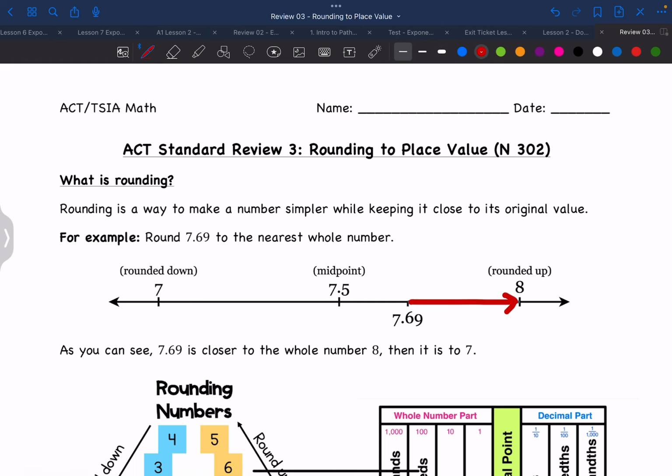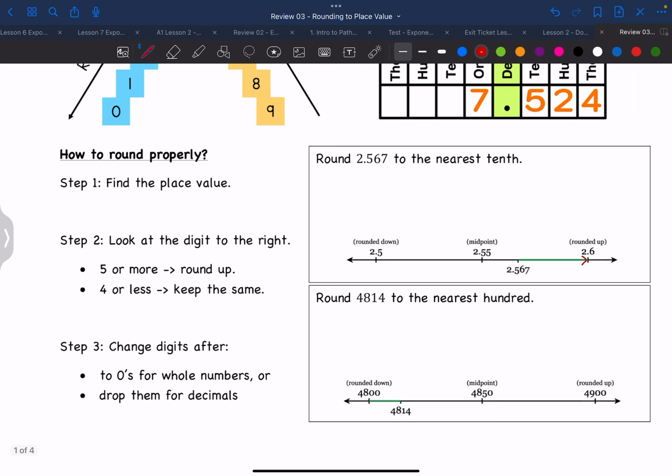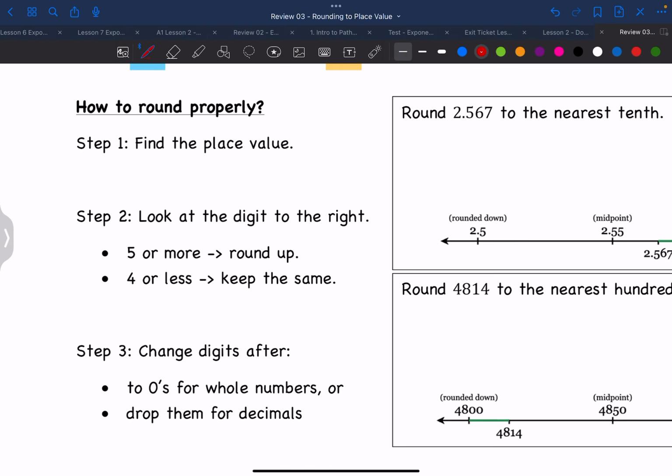Let's say you don't have a number line. How would we tackle that? Well, we have a rounding rule or rounding property that we can follow. It's 3 steps. First step, you need to identify your place value. Where are we rounding to? After that, you need to look to the digit to the right. And we have a simple rule. If that digit to the right is 5 or more, the digit we're looking at, the place value, we round up. If that digit to the right is 4 or less, we keep the digit we're rounding to or looking at. The third step just cleans it up. So anything after where we're rounding to, if it's a whole number, we're going to turn them 0. If it is a decimal, we're just going to drop them.